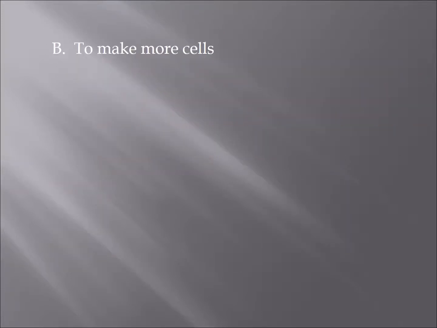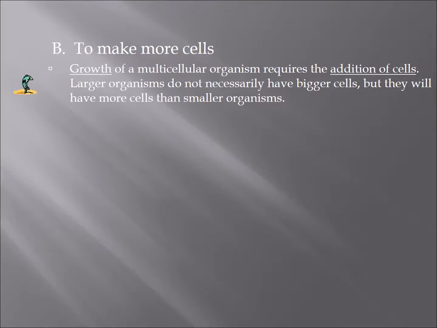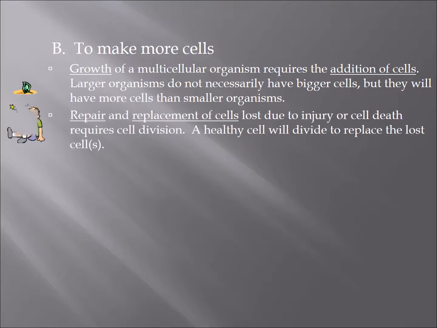So how do we make more cells? We have to do this by adding cells. Larger organisms don't necessarily need bigger cells, they just need more of them. We also have to repair and replace cells due to injury or cell death. A healthy cell will divide to replace lost cells, and cells will die for completely natural reasons.